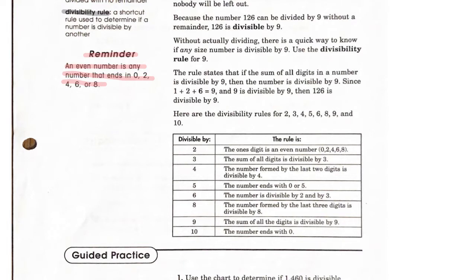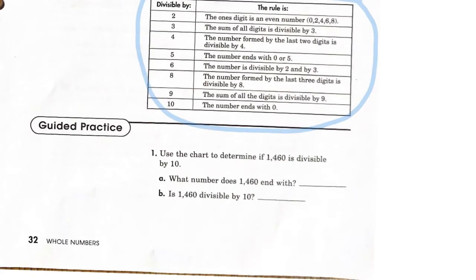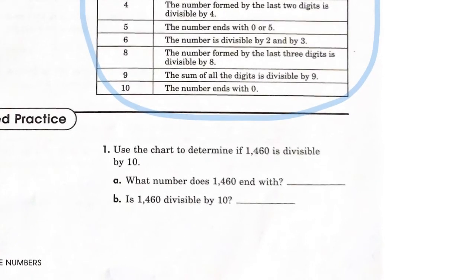Here are the divisibility rules for 2, 3, 4, 5, 6, 8, 9, and 10. These are the easy ones. The rest of them are not quite so easy. So sometimes it's just easier to do out the division. So here we go. Guided practice.